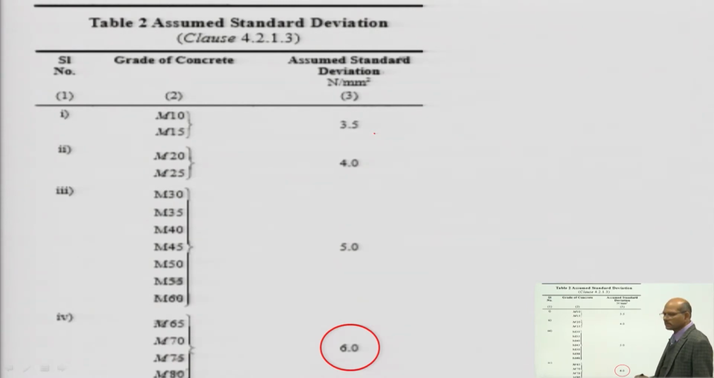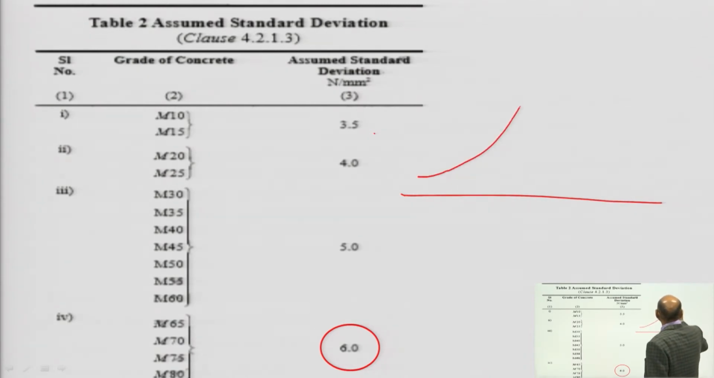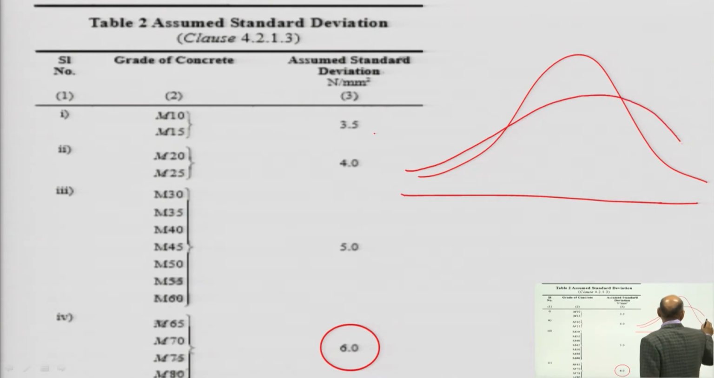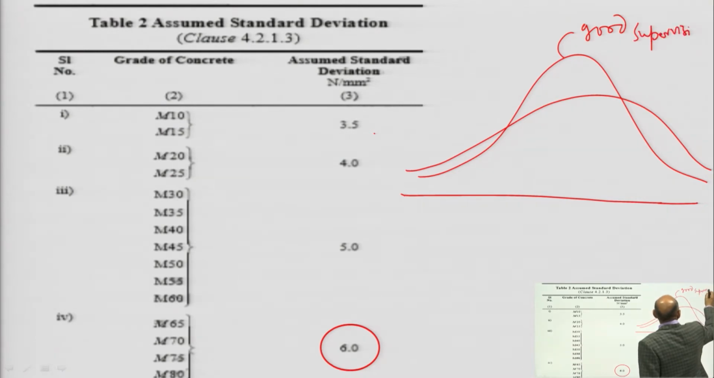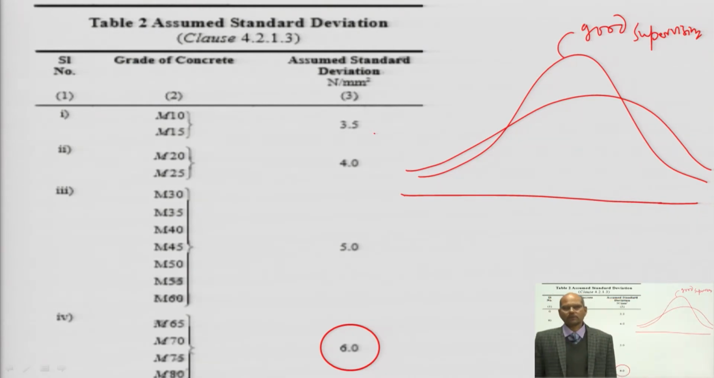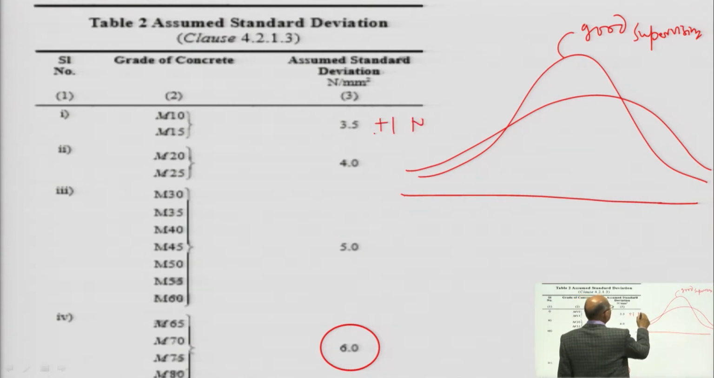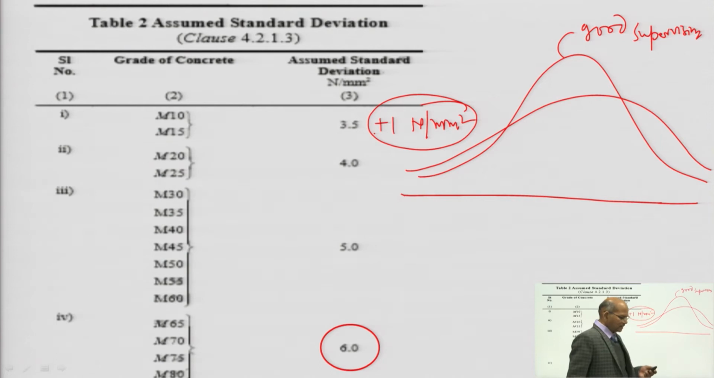If the site quality control is not good, you will not get a good bell shaped curve; you can see if you are getting a flat type of curve, the quality is not good. This is for good supervision. In that case we have to take this value as a trial value. If the quality is not good, then we have to increase this value by 1 Newton per mm square. This is the specification given in this table.